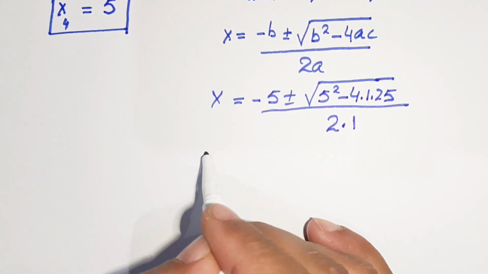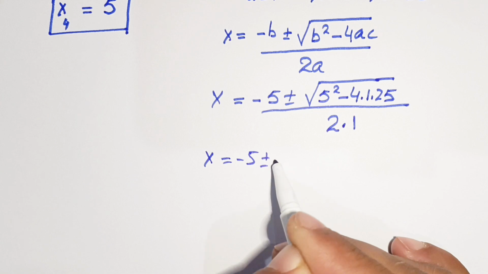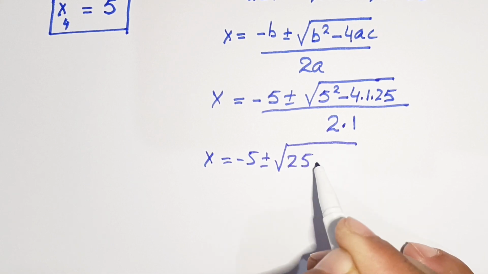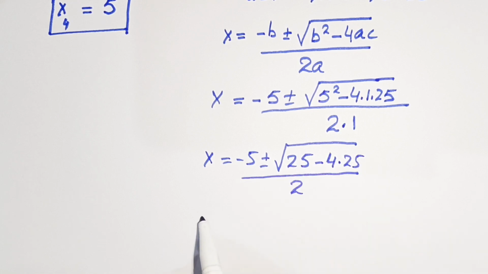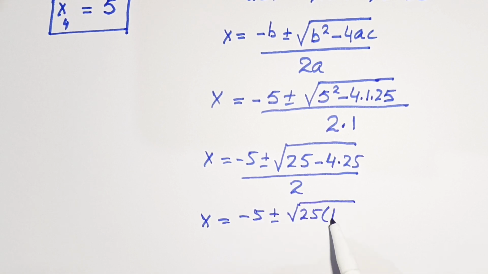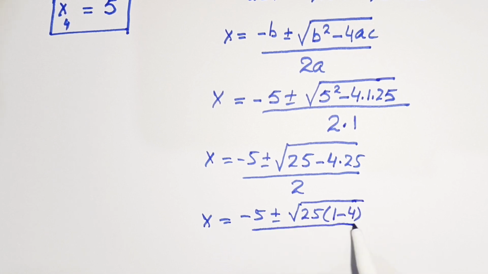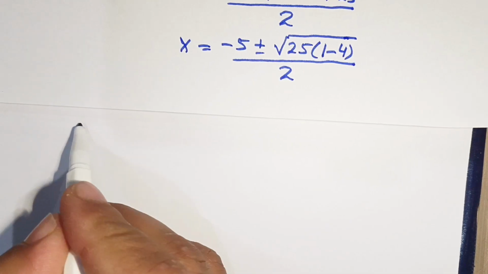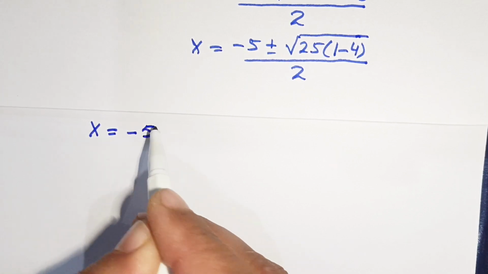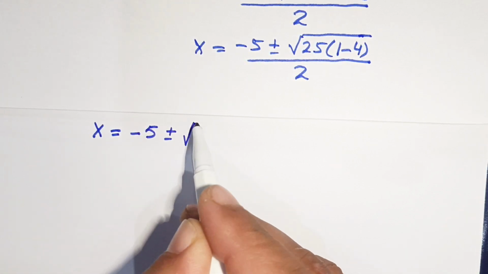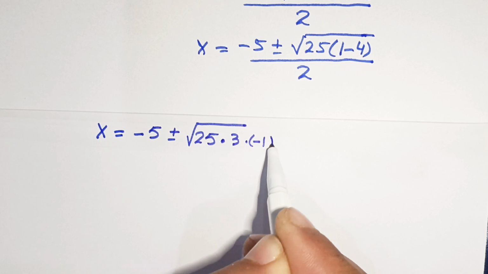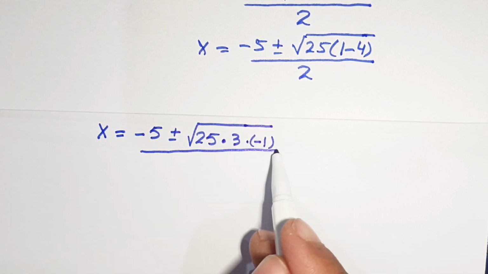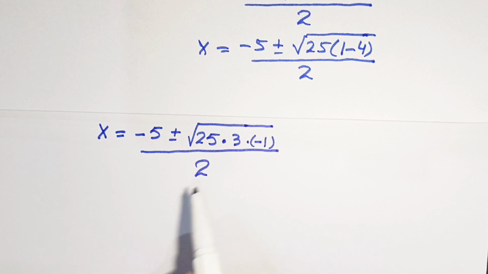Now x is equal to minus 5 plus or minus the square root of 25 minus 4 times 25, all over 2. Then x is equal to minus 5 plus or minus the square root of, if we take 25 common, 1 minus 4, all over 2. So x is equal to minus 5 plus or minus the square root of 25 times 3 times minus 1, all over 2 times a, which is 1, so we just write 2.